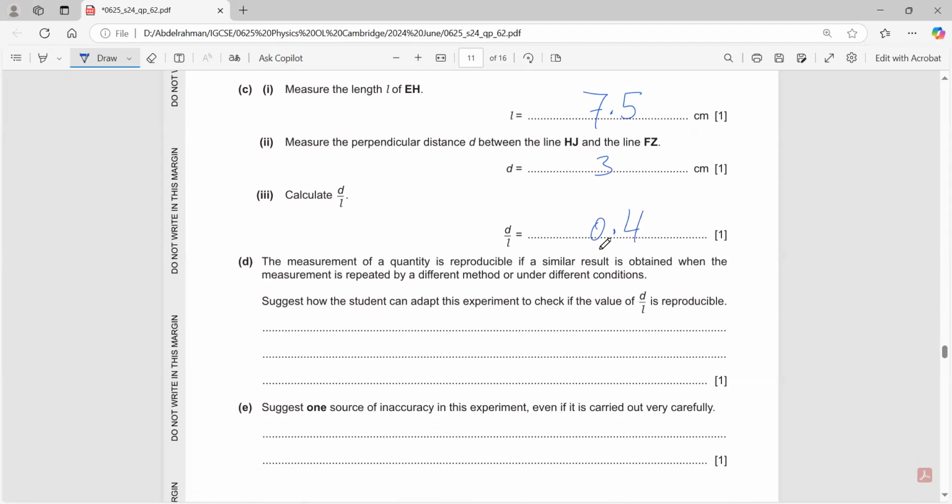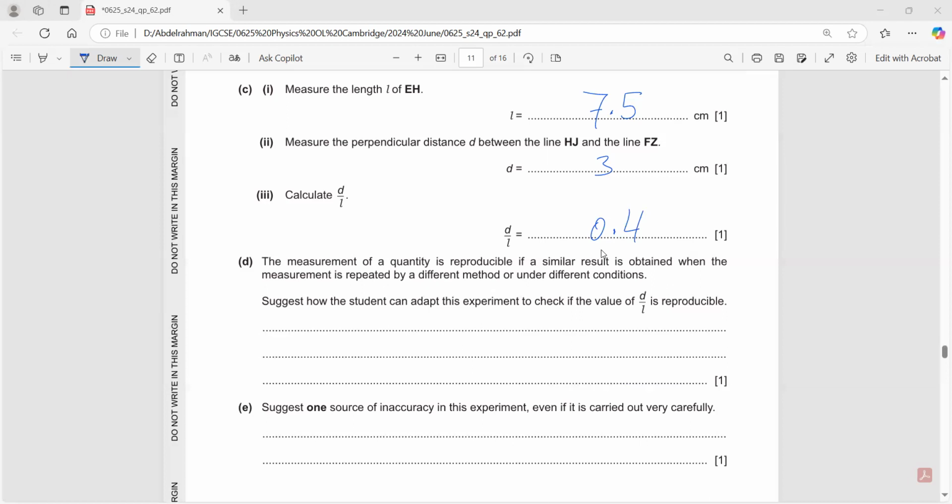0.4. The measurement of the quantity is reproducible if a similar result is obtained when the measurement is repeated by a different method or under different conditions. So how can the student adapt this experiment to check if the value d over L is reproducible? Can I repeat the experiment? Yes, but I need to repeat with different values of the initial angle.